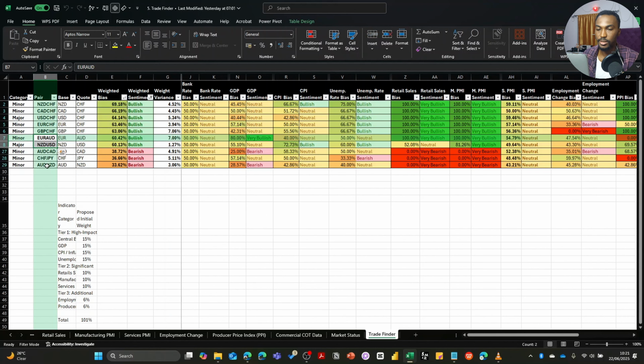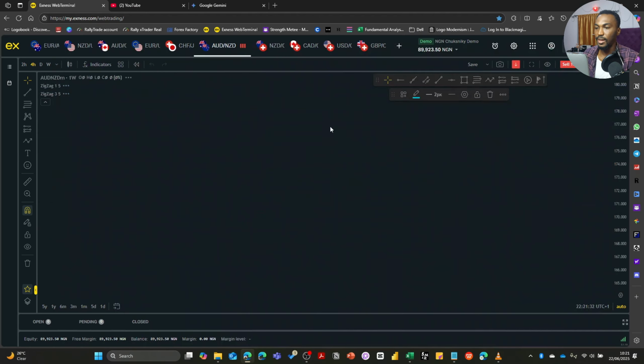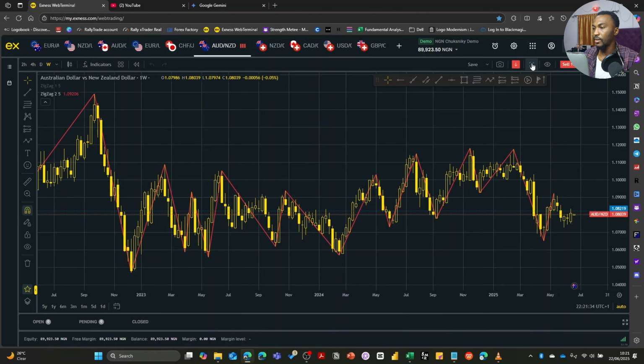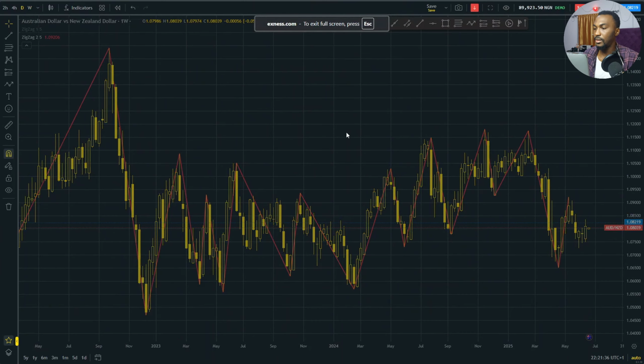So we have just 4 of them left, and they all have to do with AUD and New Zealand dollars. Alright, so basically it's saying the Australian dollar is quite weak compared to the euro and compared to CAD and the New Zealand dollar. Wow, the New Zealand dollar is extremely bullish. So let's go with the AUD New Zealand immediately. I have it right here. We're going to start with the daily.